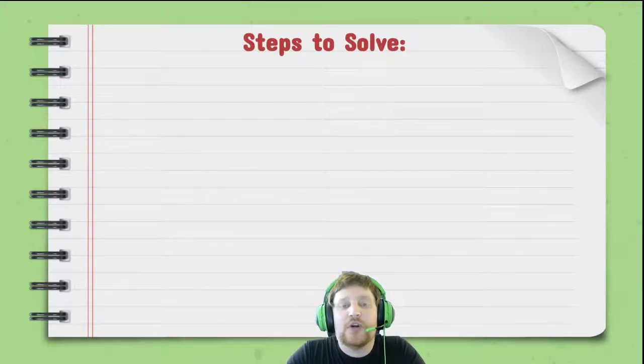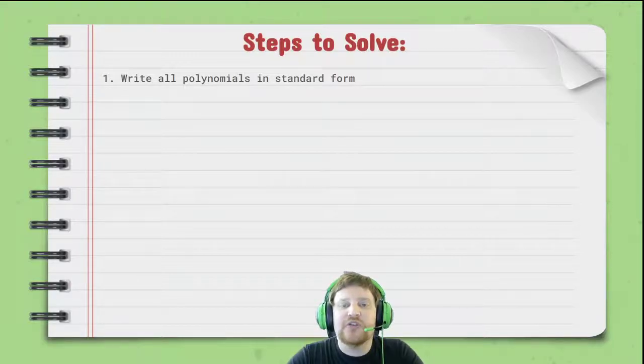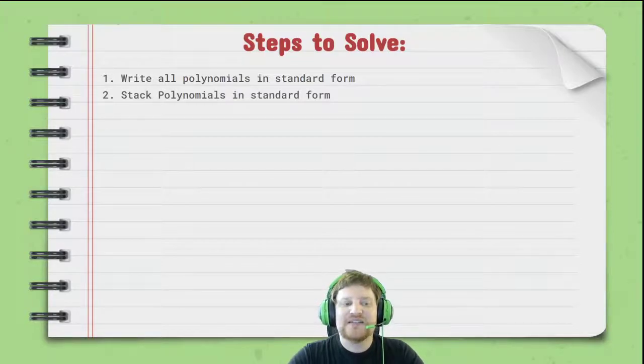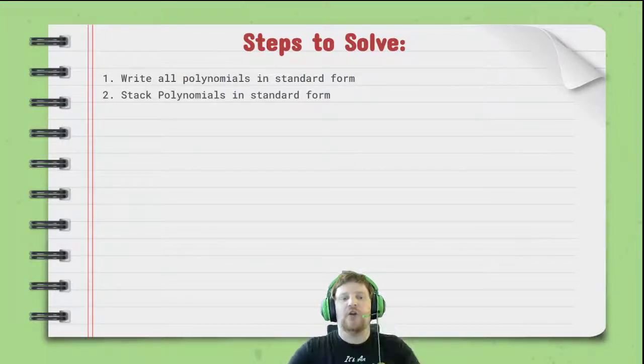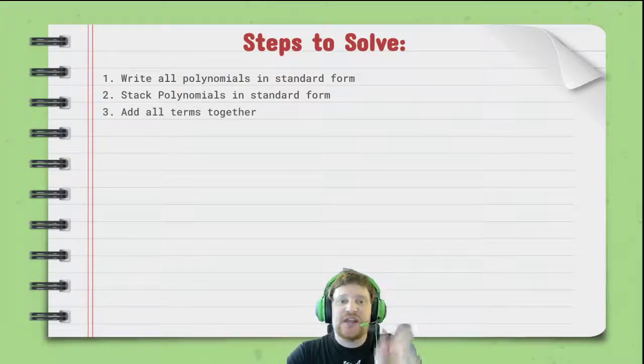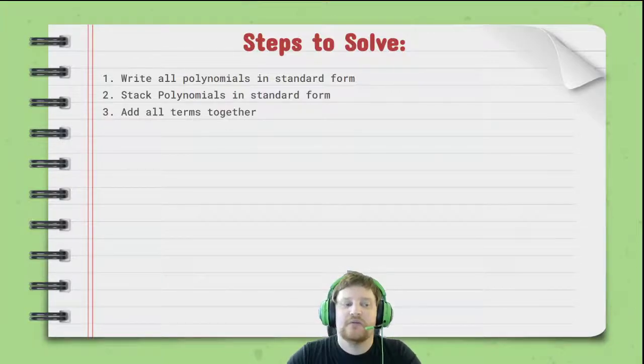Here's how we're actually going to go through the process of adding these. There are multiple ways, but I am only going to show one of them, the one that I personally feel to be the most straightforward and simple. First, you need to write all of your polynomials in standard form. If they're already in standard form, great. But if they're not, we need to rewrite them. Second, we're going to stack our polynomials one over the other. Finally, add each of the individual terms together.